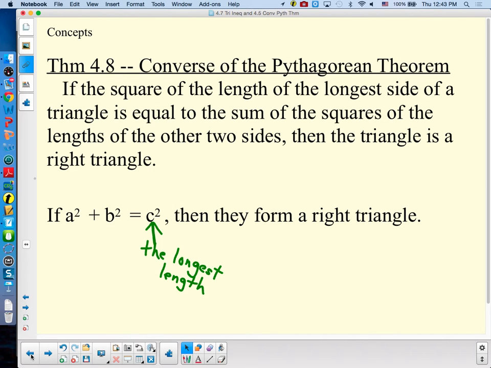Okay, my next screen is about what happens if it's not equal. Because if I would change this to the numbers 6, 8, and 11, is that going to make a triangle? Yes, it makes a triangle. Is it going to make a right triangle? Okay, so we had 36 and 64, this was 100, this was 121. Would that be like this triangle? Is it going to be an acute or an obtuse?